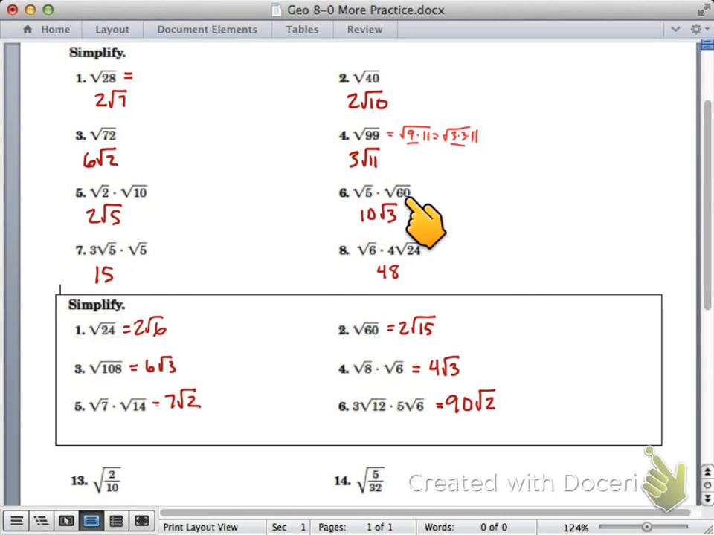When you have an expression like this, the numbers that are inside the radical can multiply with the numbers inside the radical, so that becomes the square root of 300. 5 times 60 is 300, which you can then simplify down to 10 square root of 2.